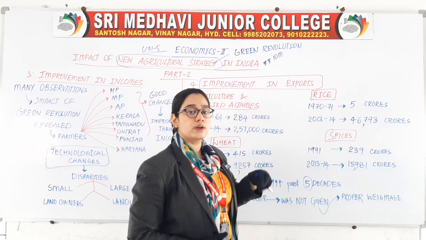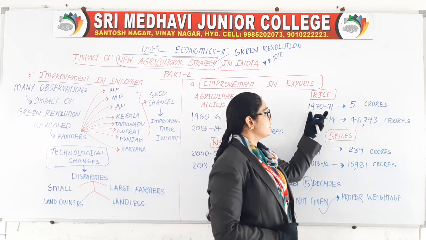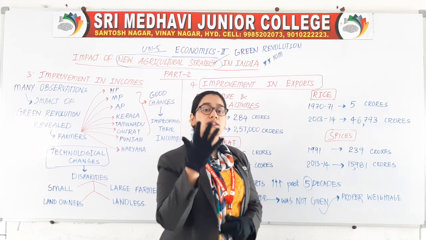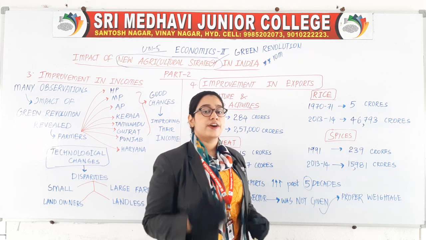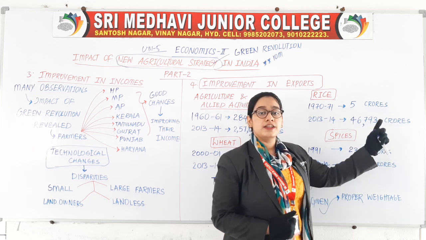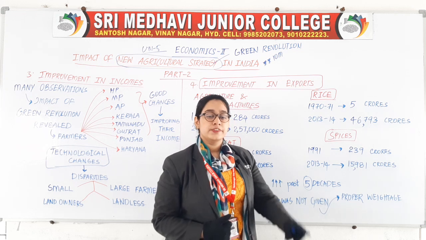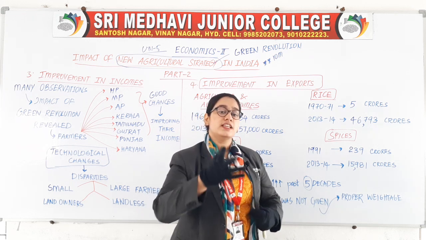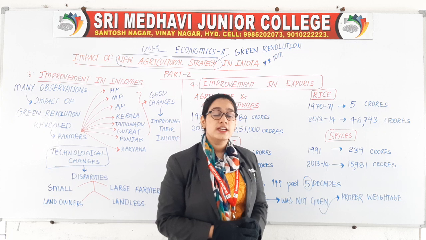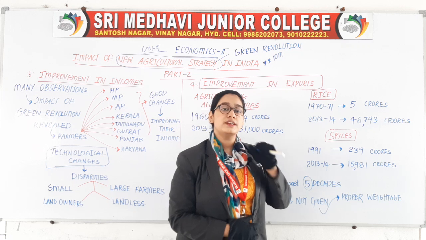Coming to the second one, that is rice. After 1960 to 61, what comes the next year? 1970 to 71, right. In 1970 to 71, the contribution of rice to exports was 5 crores, and it has increased to 46,793 crores during 2013 to 14. From 5 crores, it has increased to nearly 46,000. Is it not a great increase in our exports? Yes, it is a good advantage because of green revolution.